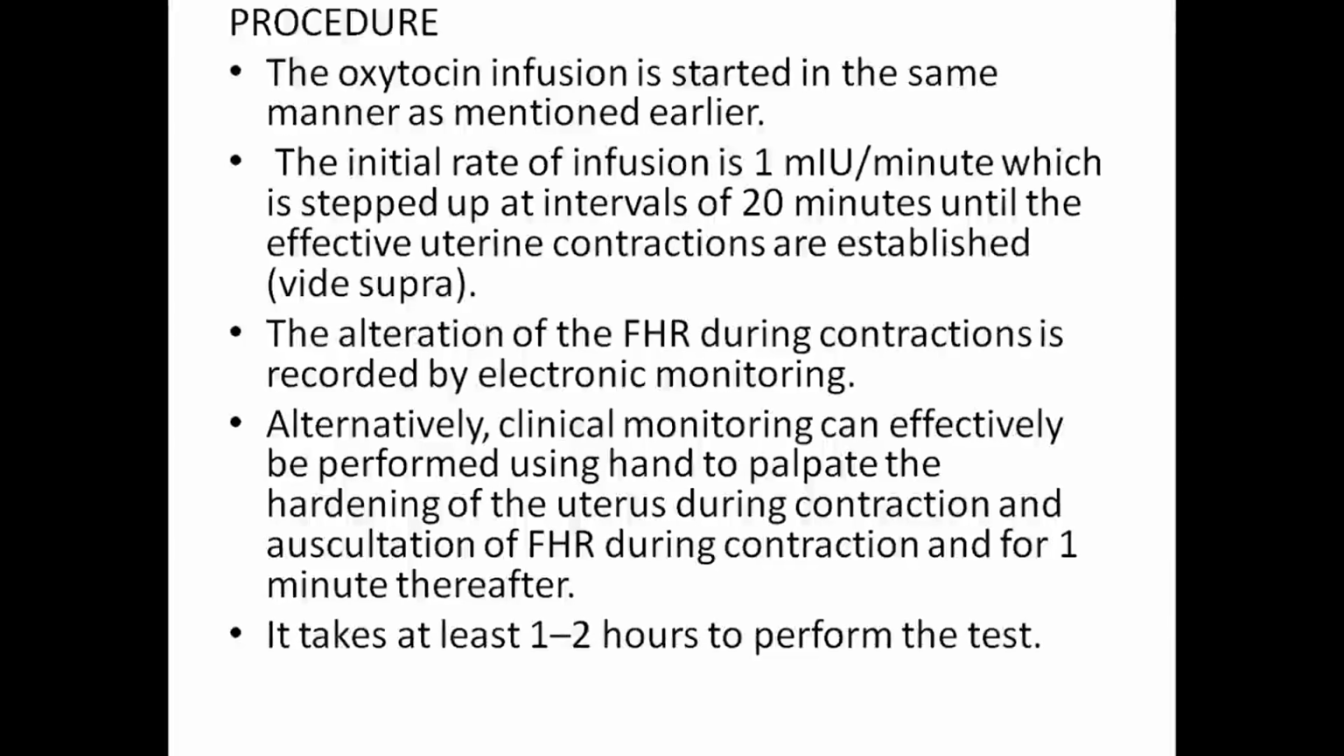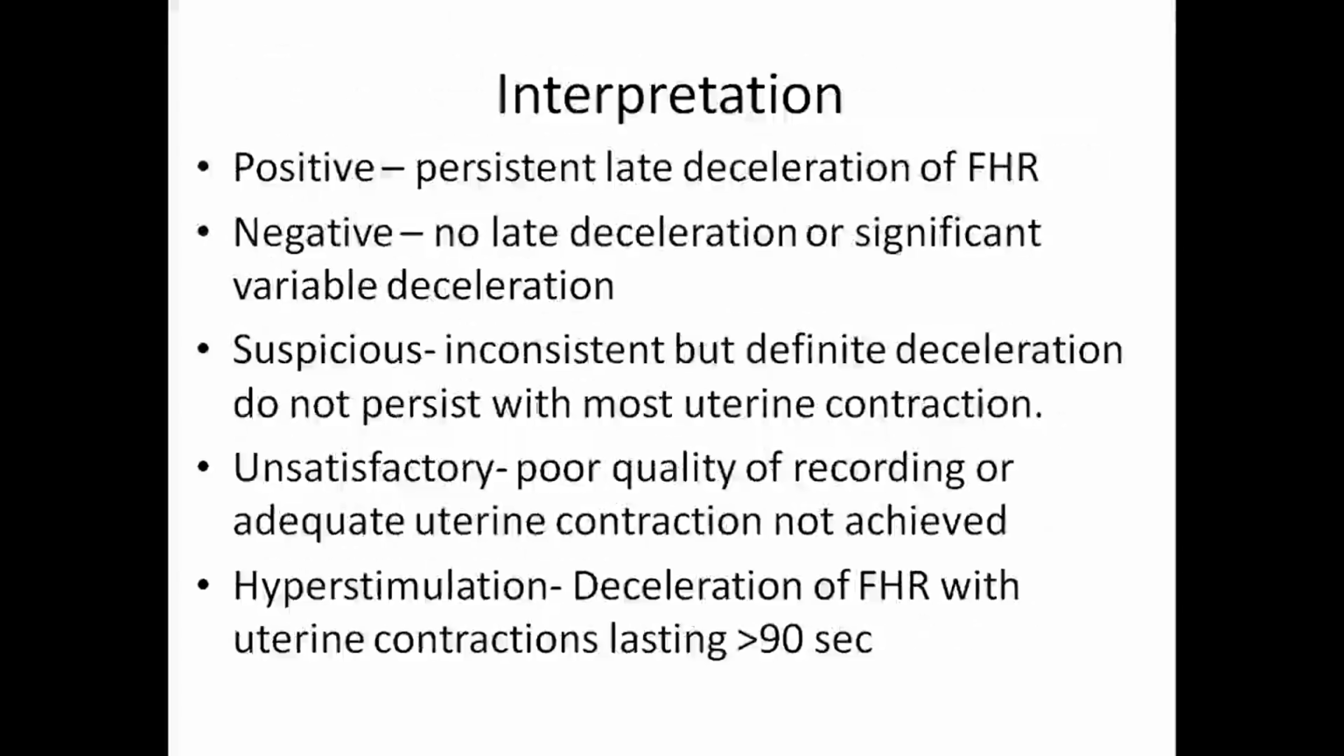It takes at least 1 to 2 hours to perform the test. Interpretation. If it is positive, it means persistent late deceleration of FHR. Negative means non-late deceleration or significant variable deceleration. Suspicious: inconsistent but definite decelerations that do not persist with most uterine contractions. Unsatisfactory: poor quality of recording or adequate uterine contractions not achieved. Hyperstimulation: deceleration of FHR with uterine contractions lasting more than 90 seconds.